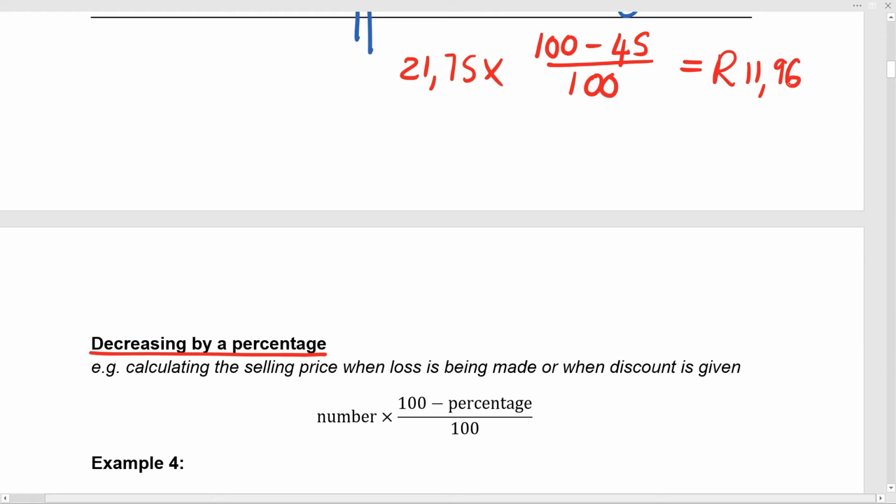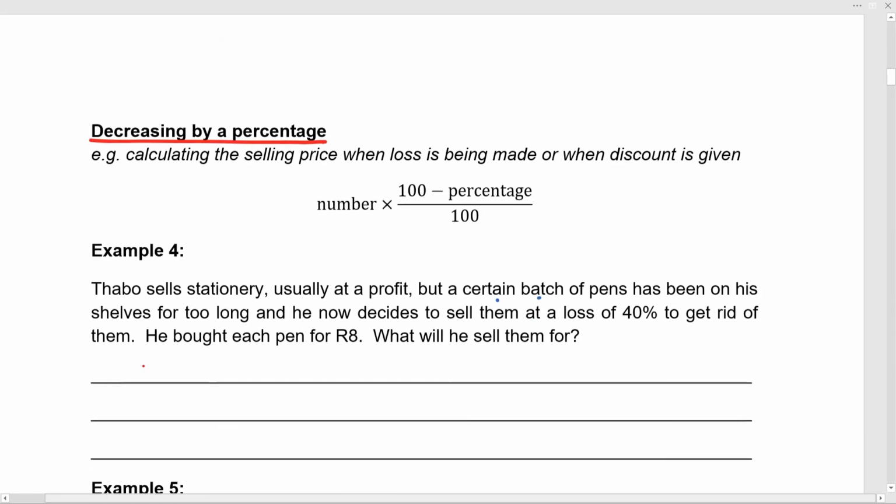And why is it not 15? Well, because the 45% in this formula is now 45% of the 21.75, when originally the 45% that was added on was 45% of the 15. Okay, so this would not be correct for the question we were doing a moment ago. But that formula is going to be used when we need to decrease by a percentage, which is not the same thing as reversing an increase.